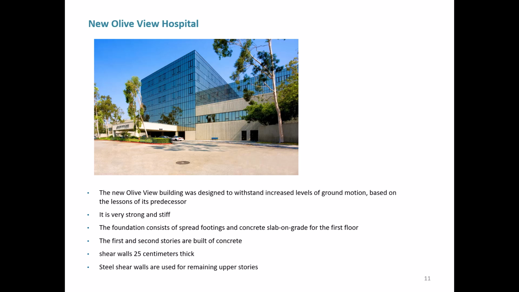So here's the image of the new hospital, designed to withstand increased levels of ground motion based on lessons learned. Very strong and stiff. The foundation consists of spread footings and concrete slab on grade for the first floor. I've got an appendix slide that will explain what slab on grade is at the end of the presentation. The first and second stories are built of concrete shear walls 25 centimeters thick, and steel shear walls are used for the remaining upper stories.